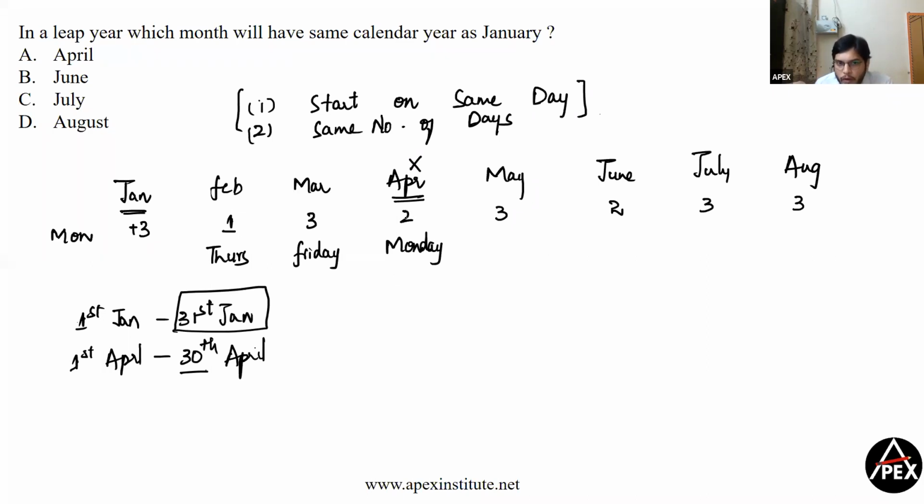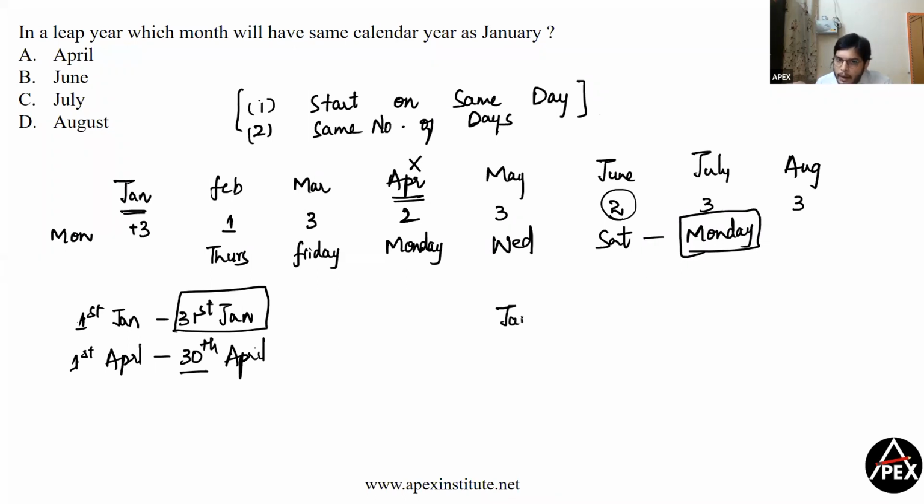So how many odd days do we have in April? 2. So 1st of May will be Monday plus 2, Wednesday. How many odd days in May? 3. So Wednesday plus 3 is Saturday. And Saturday plus 2, you have 2 odd days in June, so Saturday plus 2 is again Monday. So 1st of July is on Monday.